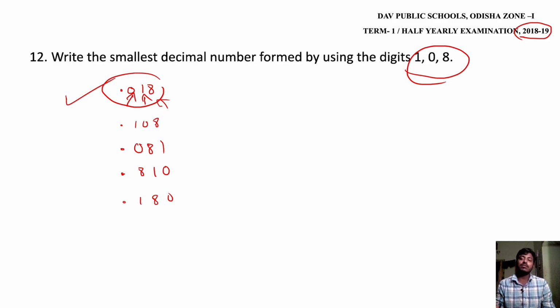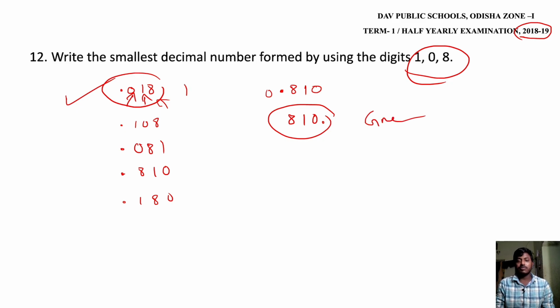If the question asks to write the greatest decimal number, then we write the greatest digit first after the decimal, then 1, then 0. So the answer is 0.810. Understand? Next. Or simply you can write 810 after the decimal. Actually this one is the greatest, this one the smallest. Okay, next. Sorry, this is not the greatest.